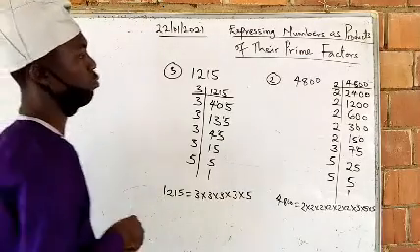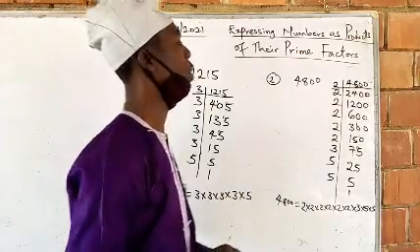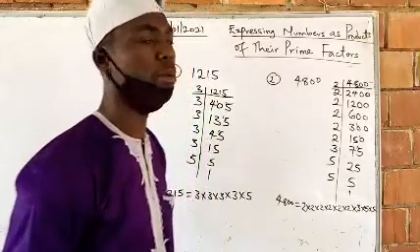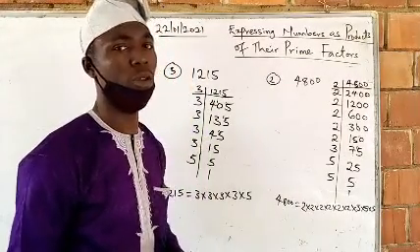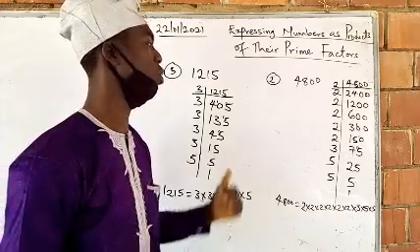So this is how to express a number as a product of its prime factors. So we have to be familiar with the prime numbers so that it will be easier for us to do this.